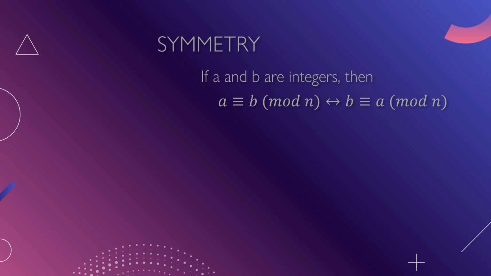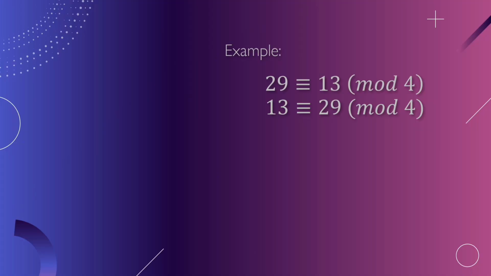The second property is the symmetry property. This property states that if A and B are integers, then A is congruent to B modulo n is the same as B is congruent to A modulo n. As you can see, A and B are just interchanged. So let's have an example. 29 is congruent to 13 modulo 4, and the other one is 13 is congruent to 29 modulo 4. As you can see, 29 and 13 are just interchanged. So let's verify if this is true.